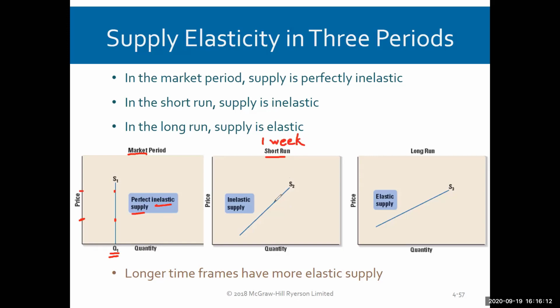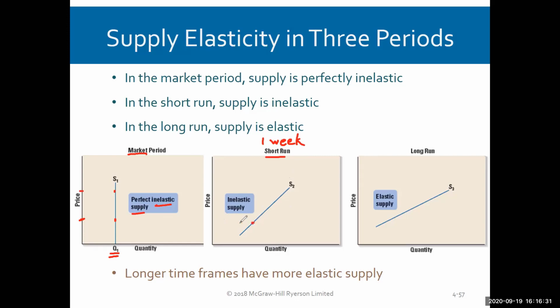Well, in that week, if I knew price was going to be rising, I could respond. Maybe I could start fishing earlier in the morning. Maybe I could bring my brother-in-law on my boat to fish. Maybe I could bring one more fishing rod. But I can do some things to adjust the quantity for that price increases.